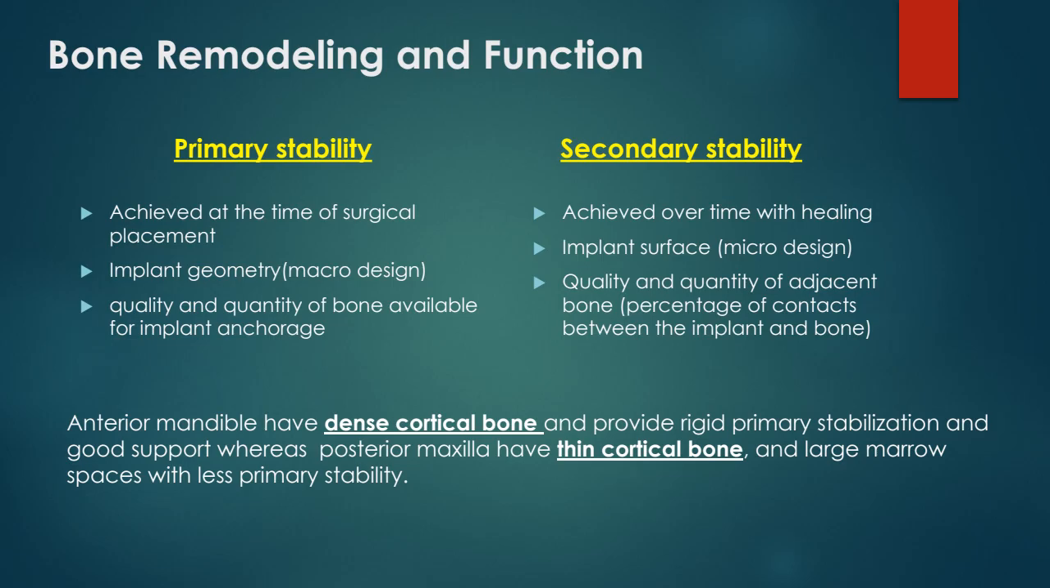The anterior mandible has dense cortical bone, which gives very good primary stabilization, whereas the posterior maxilla has thin cortical bone. Sometimes this is good for stability, but when there is dense cortical bone, the blood supply is lower. Therefore, the highest site for implant failures is the lower anterior mandible.